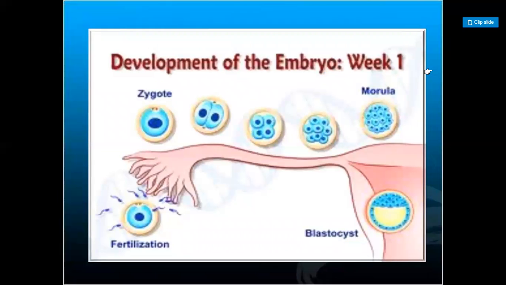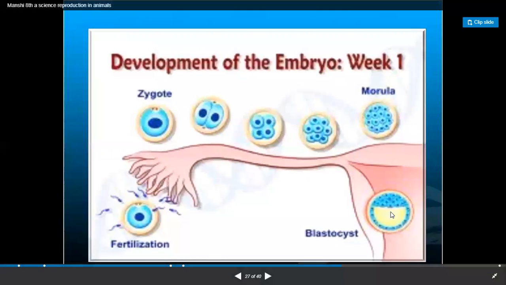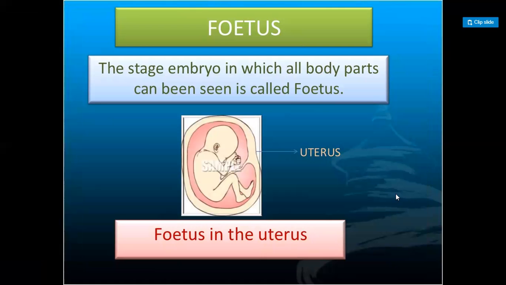This is week 1, like fertilization, the fallopian tube is traveling to the uterus. Here this is the uterus part where it's entering. Yes, fetus. The stage in which all the body parts can be seen is called fetus, and it takes place in the uterus only. You can see all the parts of the baby are visible here in this stage.